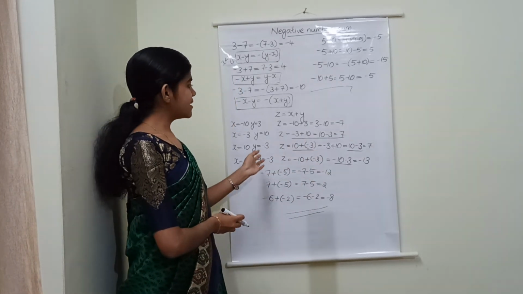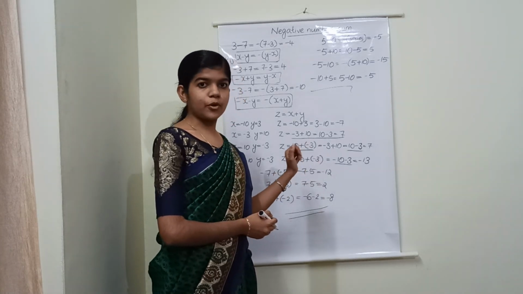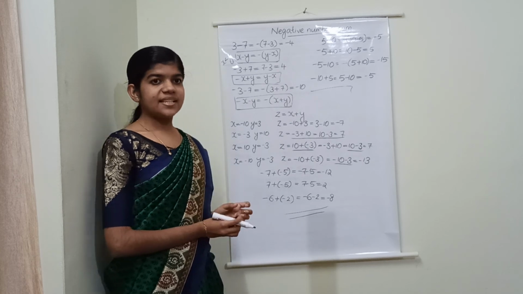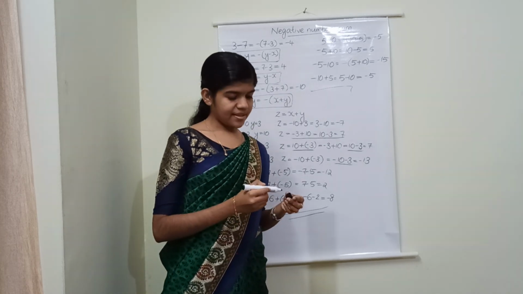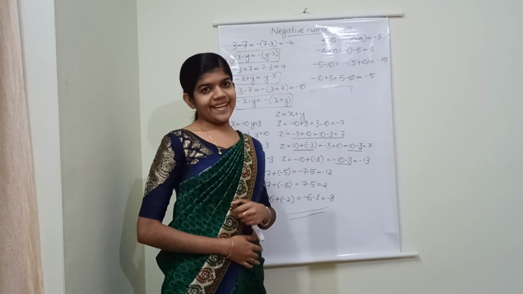This is the concept of adding a negative number. We can conclude that to add a negative of a positive number, we subtract that positive number. Is this idea clear? Any doubt? No? Okay, thank you.